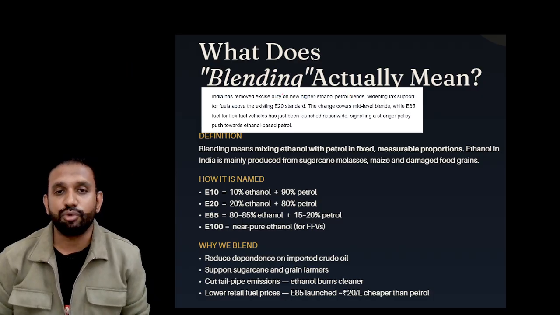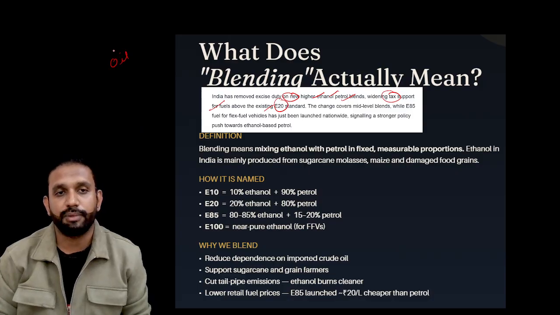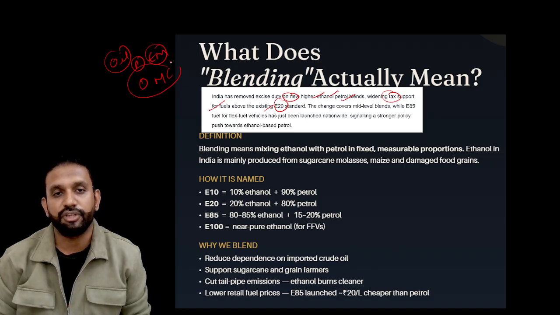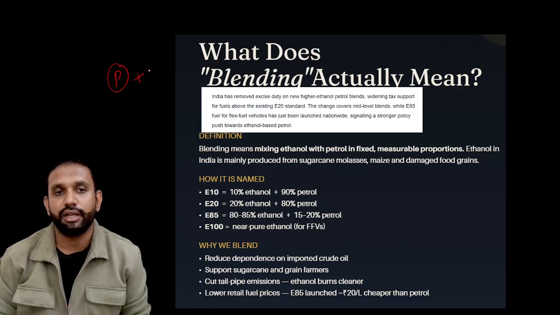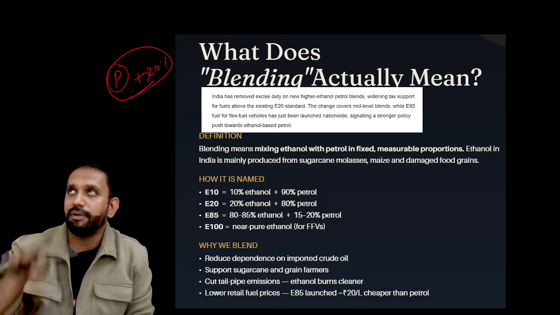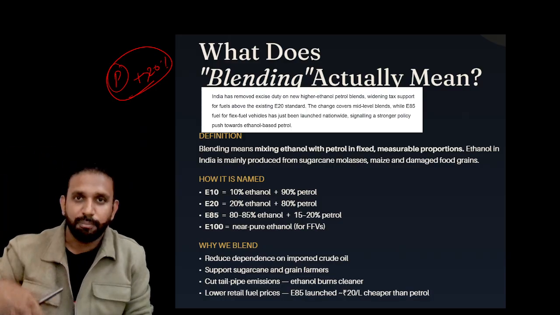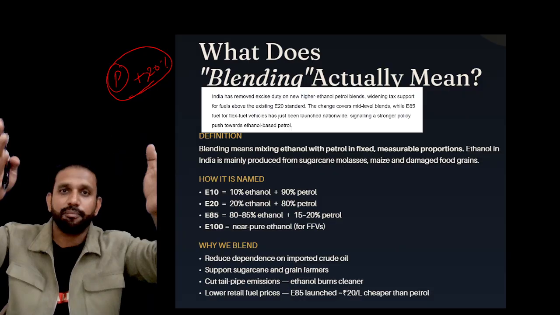India has removed the excise duty on new higher ethanol blends, widening tax support for fuels above the existing level. If any oil manufacturing or petroleum marketing companies, OMCs as we call them, provide petrol with more than 20% blend, it will be written on the pump itself that it is petrol plus ethanol. So it is already blended. Petrol tanks going on the roads come with blending only.